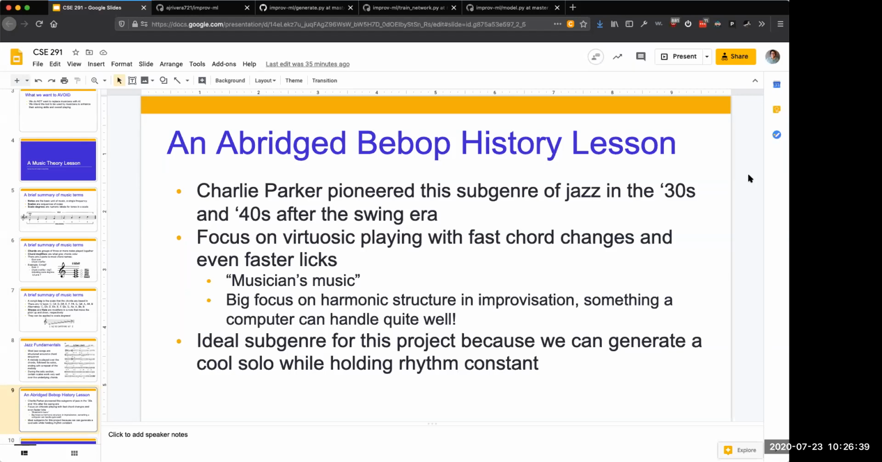We thought it was a pretty good subgenre to pick for this project because we could hold the rhythm constant and really just focus on the note choice, focus on making sure that we create some sort of interesting melody generated by the computer.